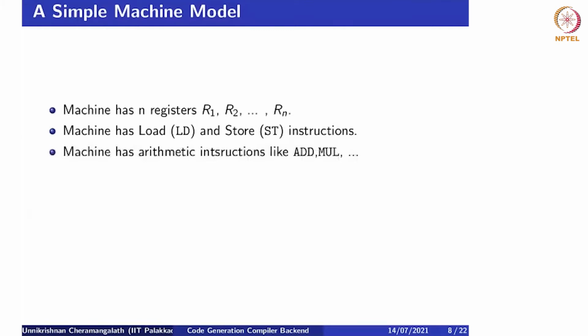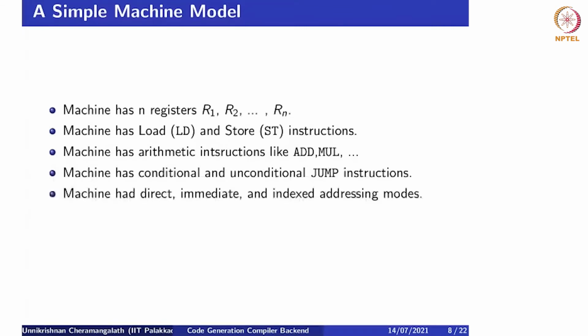The machine has arithmetic instructions like add, mul, etc. And the machine has conditional and unconditional jump instructions. So the machine has direct, immediate, and indexed addressing modes. This is not that important, but the first parts like registers, load, store, arithmetic, and conditional instructions are important for this lecture. And this machine model will be assumed for the coming slides. Hope it's clear.